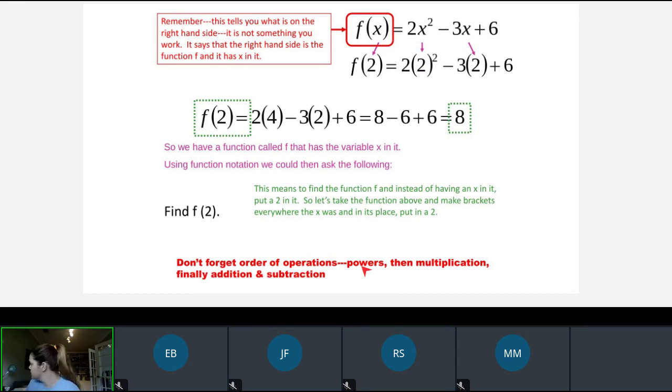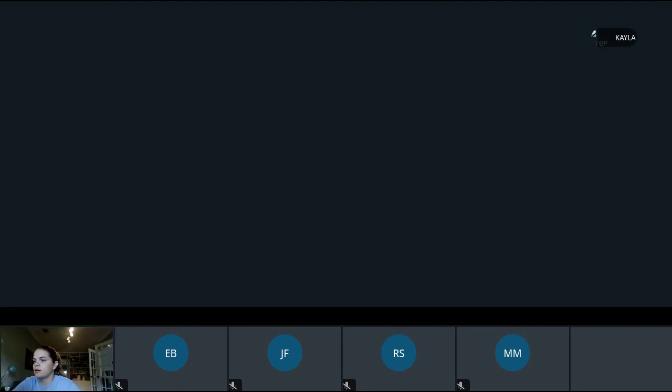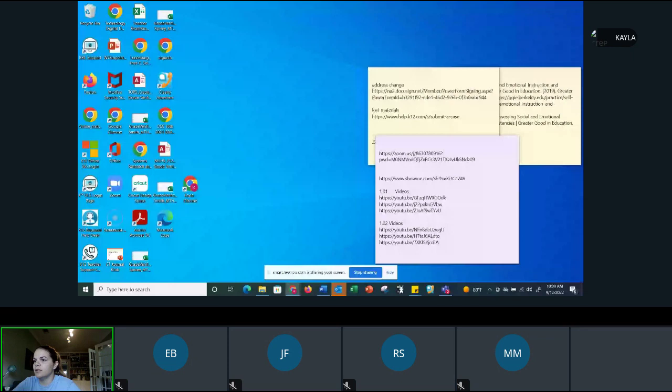I'm going to pull up my calculator. So if you have a calculator, go ahead and get it out. Or if you use a calculator on your computer, that's fine. I need to screen share. I'm going to screen share on this side. All right, so I'm going to go ahead and open up my calculator.